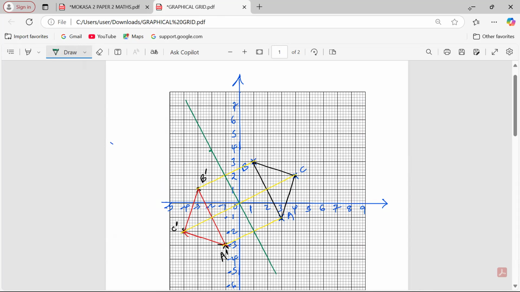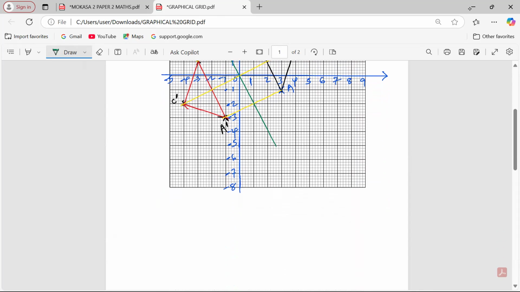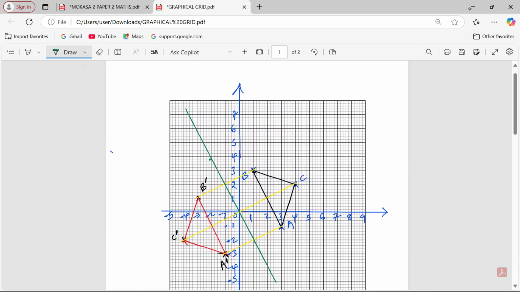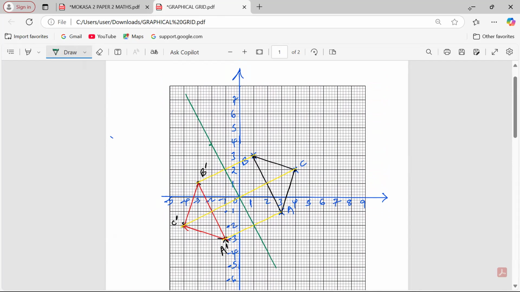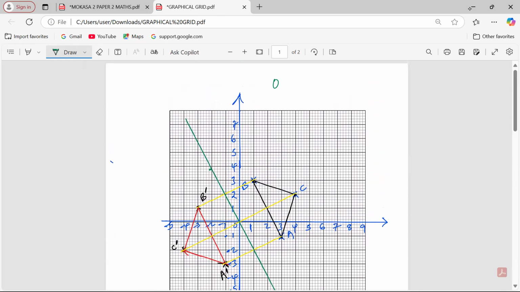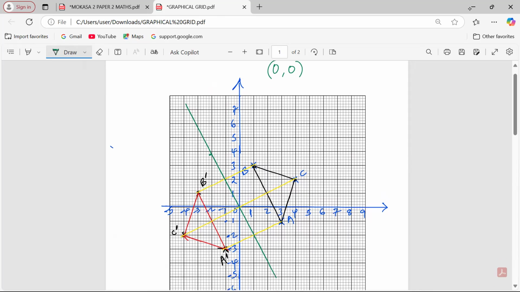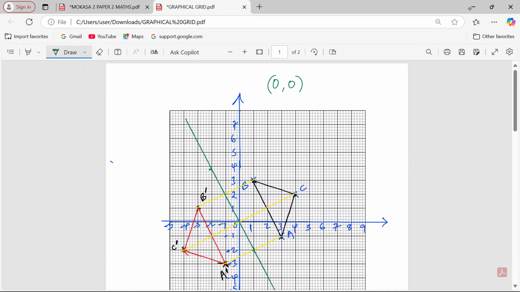So we check the kind of mirror line it is. So basically, it is a reflection. And for you to describe a reflection, you mention that it is a reflection, then you have to come up with the equation of this mirror line. So this line, you can see it passes through a few coordinates like 0, 0. It's also passing through a coordinate like this one, 1, -2.